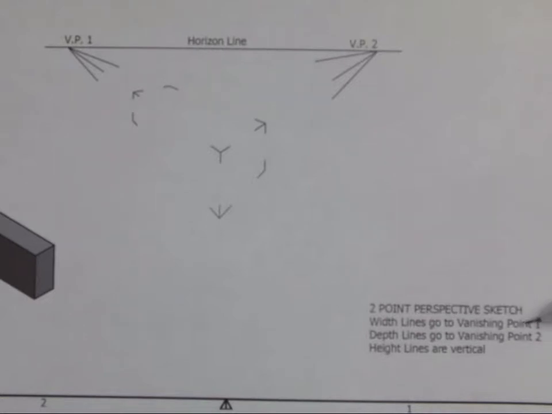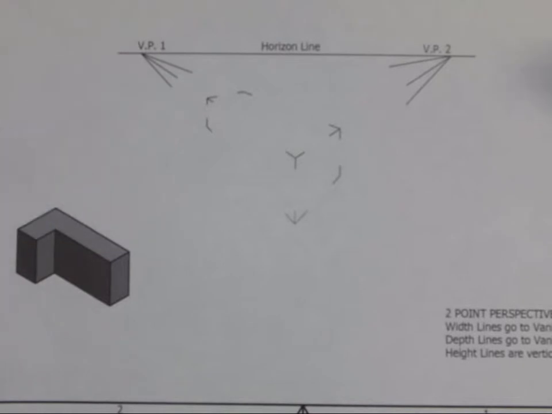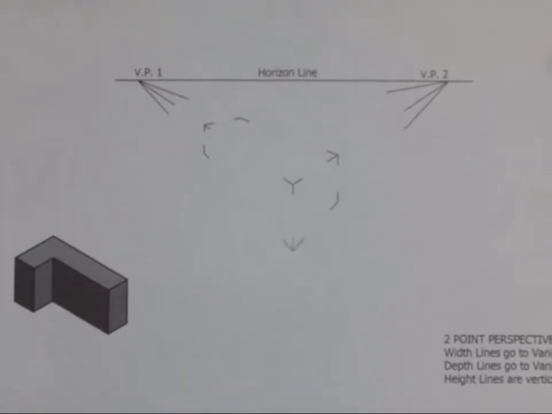Width lines go back to vanishing point 1. Depth lines go back to vanishing point 2, and the height lines are going to stay vertical. So, as I take a look at my object in the isometric, we're going to stick with the same object as what we did for one-point perspective, and we're going to see a very similar kind of sketch get created, but a little bit different because now we have two vanishing points.